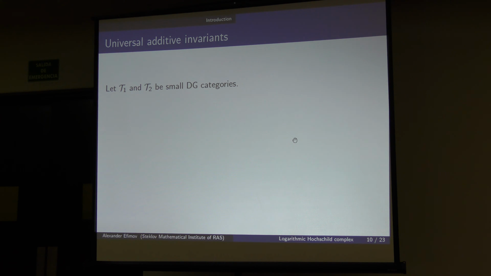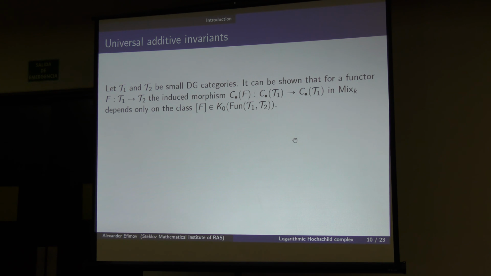I will now switch to some abstract stuff about DG categories and A-theory. First, one can show, and it's really not hard, that if we have a functor between DG categories, then the induced morphism of mixed complexes depends only on the class of this functor in K0 of functors. Of course, I'm considering functors in the correct form, so this is a subcategory in bimodules. It's not naive DG functors, but the correct version. So it depends on the class in K0.